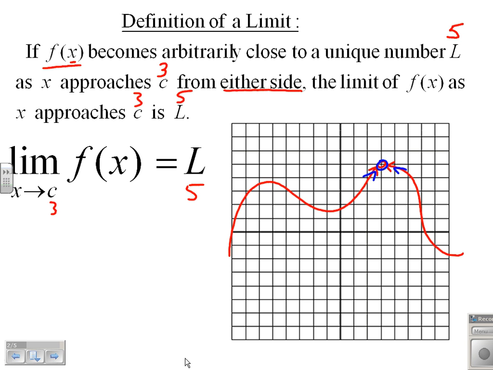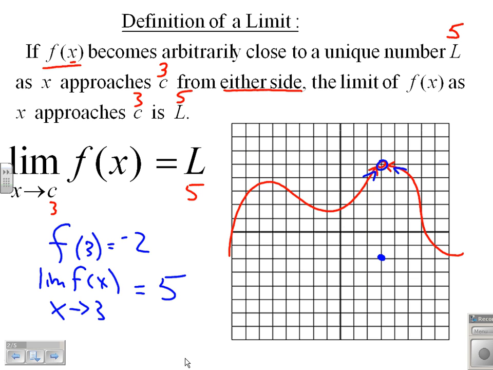Maybe more interestingly, perhaps f of 3 is actually just a lone dot down here of -2. So it's possible that f of 3 could equal -2, but the limit of f of x as x approaches 3 could still be 5. Kind of interesting. And that happens a lot where we have holes in graphs or jumps in graphs, and that becomes a very, very important concept as you move on to your calculus studies. So there's our definition of a limit, hopefully broken into a way that you can have some visualization of what it's talking about. All right, let's move on here.